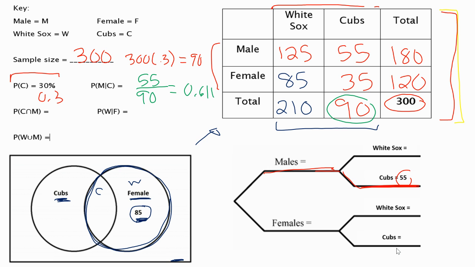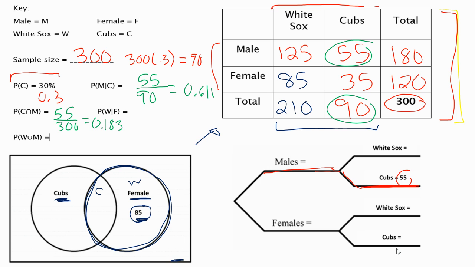So what's the probability they're a Cubs fan and they're a male? So that would be 55 out of the entire sample, which is 300. And so that would be 0.183.